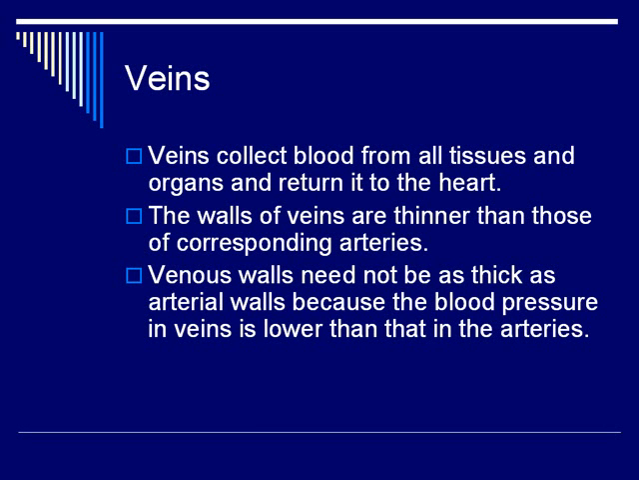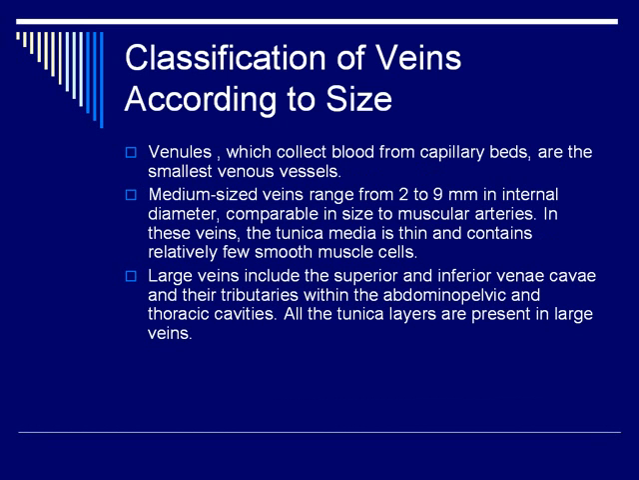After that point, it's not under very much pressure, and blood through a passive process gets back to the heart. So it's not under pressure. So the venous walls don't have to be thick like we see in the arterial walls. Veins are classified according to size, just as we saw with the arteries.